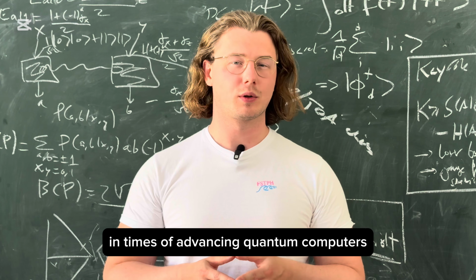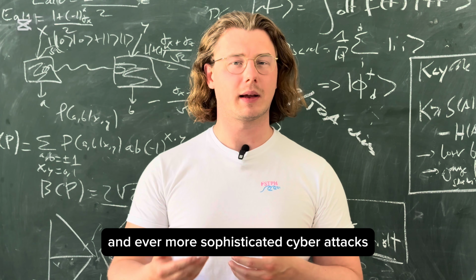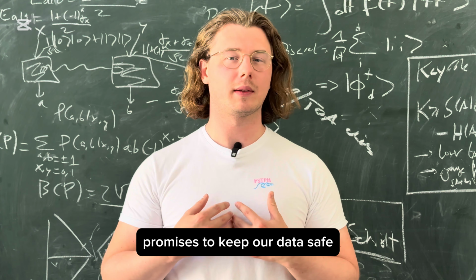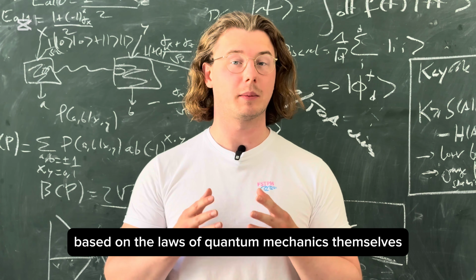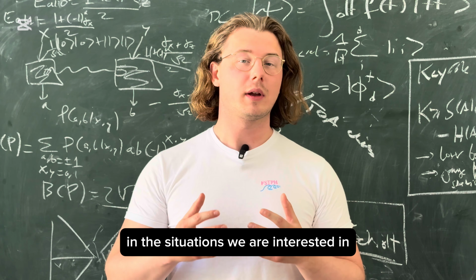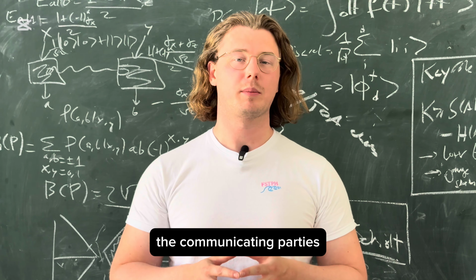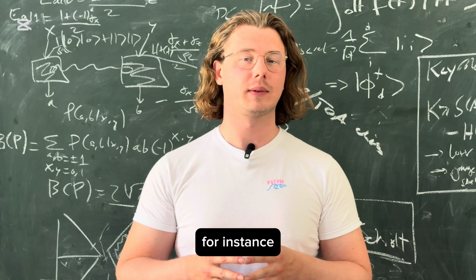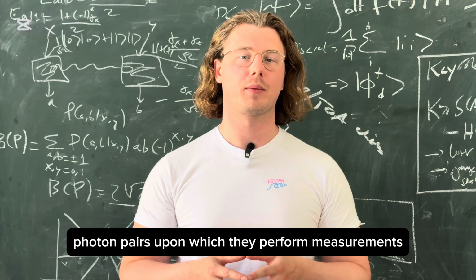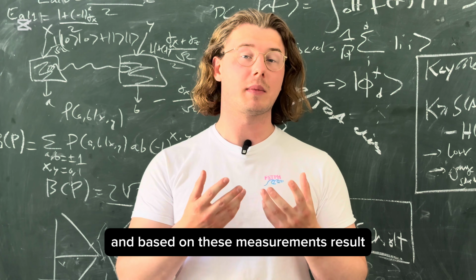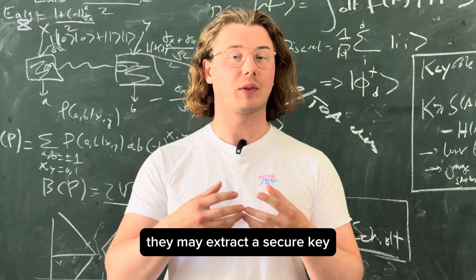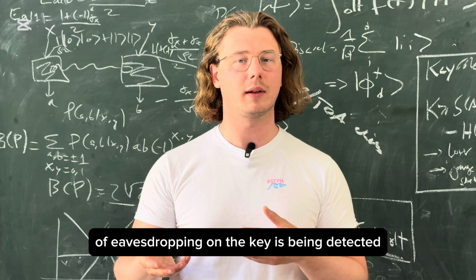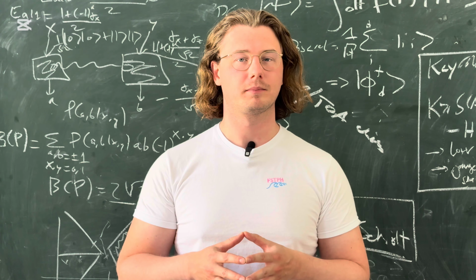In times of advancing quantum computers and ever more sophisticated cyber attacks, quantum key distribution, for short QKD, promises to keep our data safe based on the laws of quantum mechanics themselves. In the situations we are interested in, the communicating parties, usually dubbed Alice and Bob, share an entangled quantum resource, for instance photon pairs, upon which they perform measurements, and based on these measurements' results, they may extract a secure key, secure in the sense that any attempt of eavesdropping on the key is being detected.